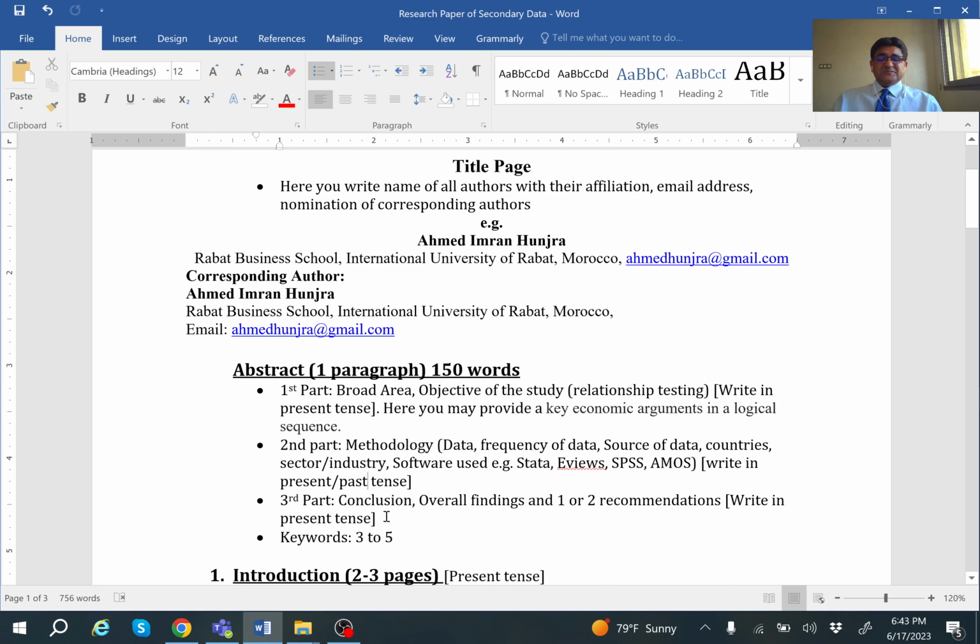After this paragraph, we normally provide keywords. And what are the keywords? These are the major central points. You can write your main variables, your main sector or industry, or the techniques you have applied. So we normally write 3 to 5 main keywords here. So this is the abstract.